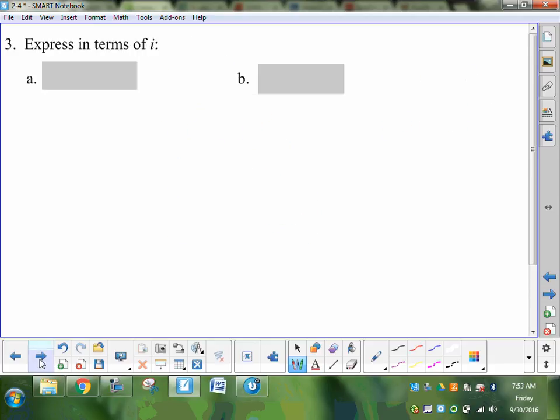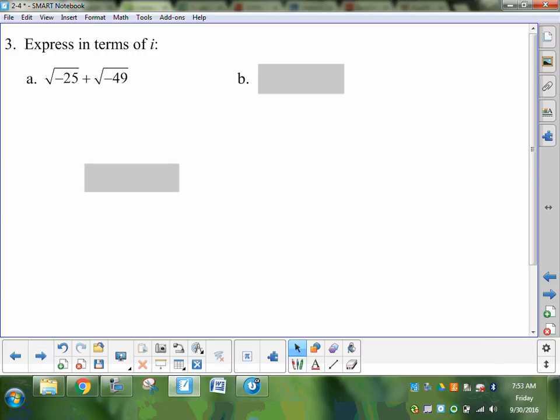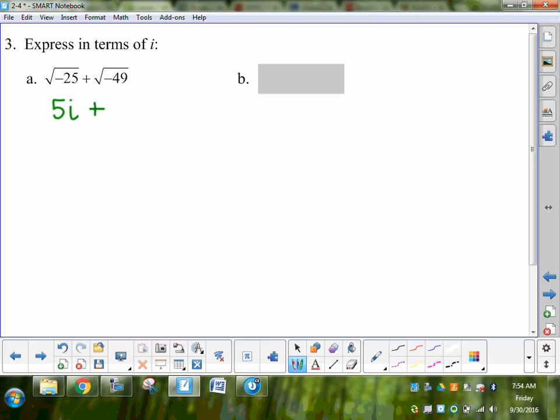All right, let's bounce forward, please, and let's express these out in terms of i. So looking at what's there, what's the square root of negative 25 going to be, Eli? 5i. And what's the square root of negative 49 going to be? No. What you got? It's going to be square root of negative 49. 7i. Now, do we have like terms that we can put together? Absolutely. Taylor, what are you going to get when you put them together? There you go.